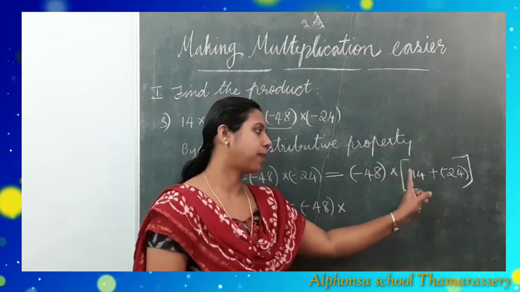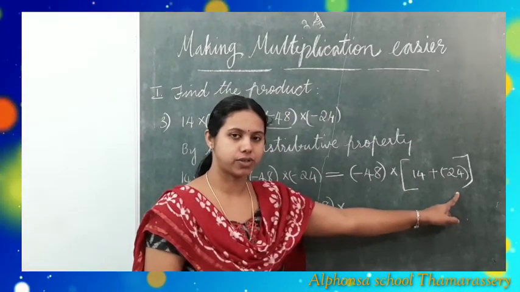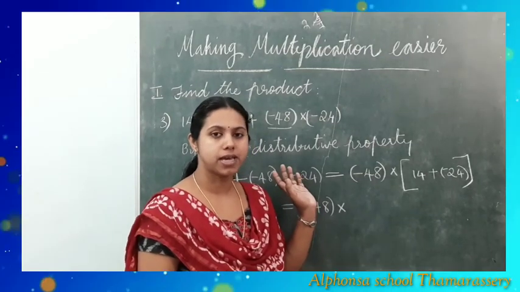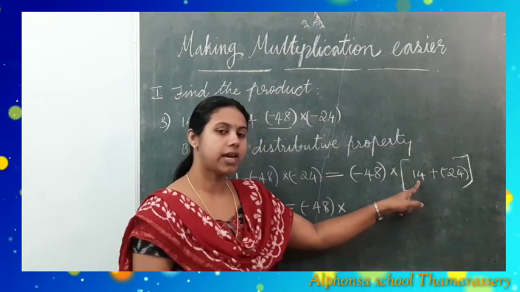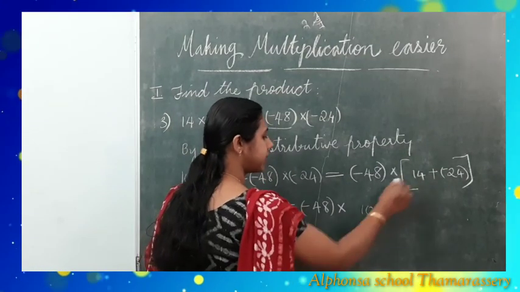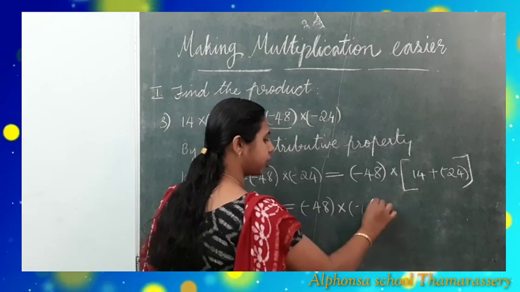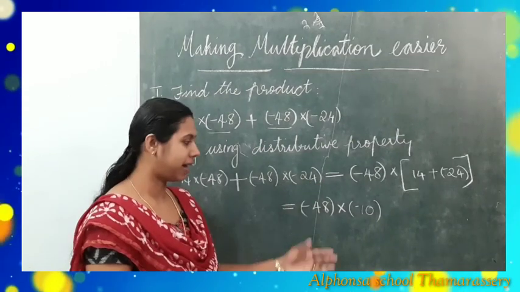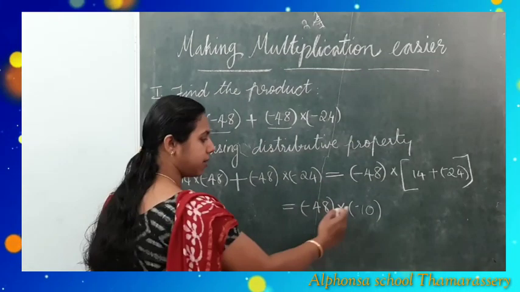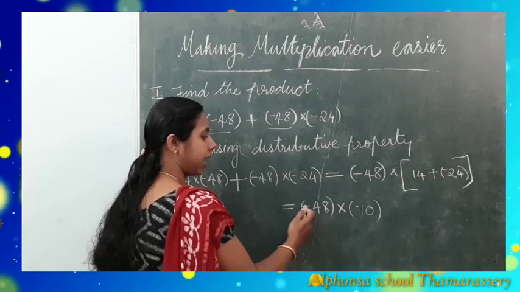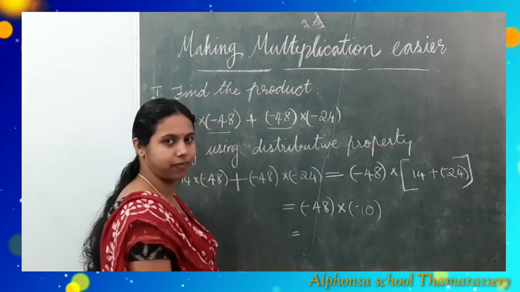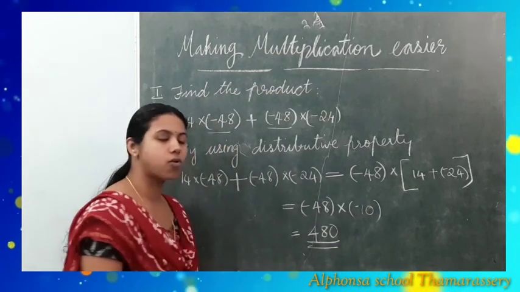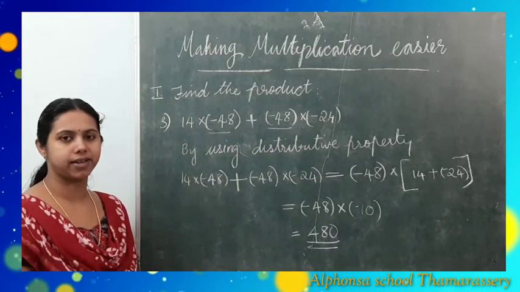Here we want to add a positive integer and a negative integer. So, you just subtract the smaller number from the bigger number and put the bigger number's sign. So, 24 minus 14, 10, and the bigger number's sign is negative. So, minus 10. Now, see the calculation, it's very easy. No need to do any working column, directly you will get the answer. We know multiplication of two negative integers, so negative into negative, positive. 48 into 10, 480. So, the answer is positive 480.